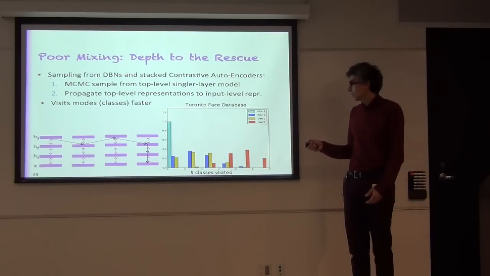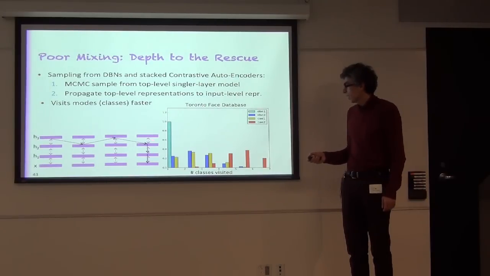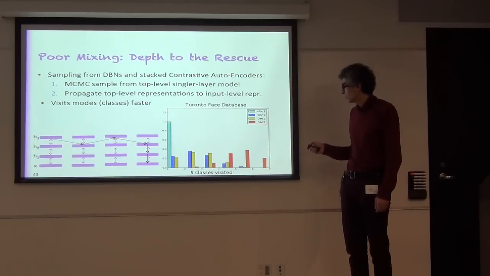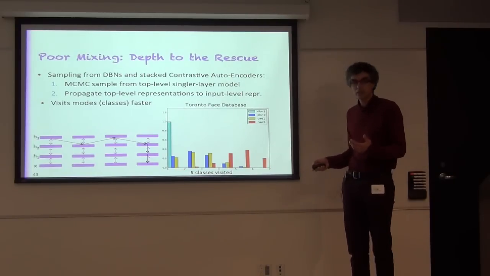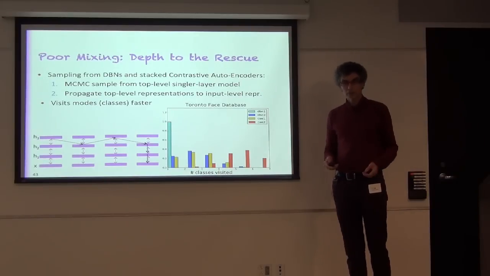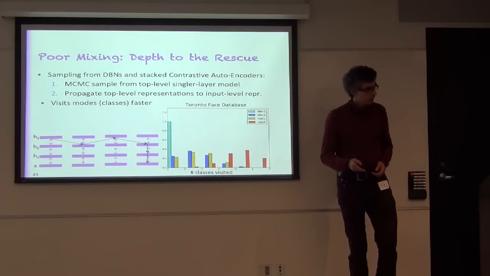So we've applied this, for example, to face images. And what we find is that the red here uses a deep representation, and the blue here uses a single layer RBM. And for the same number of steps, it can visit more modes, more classes, by having a deeper representation. All right.